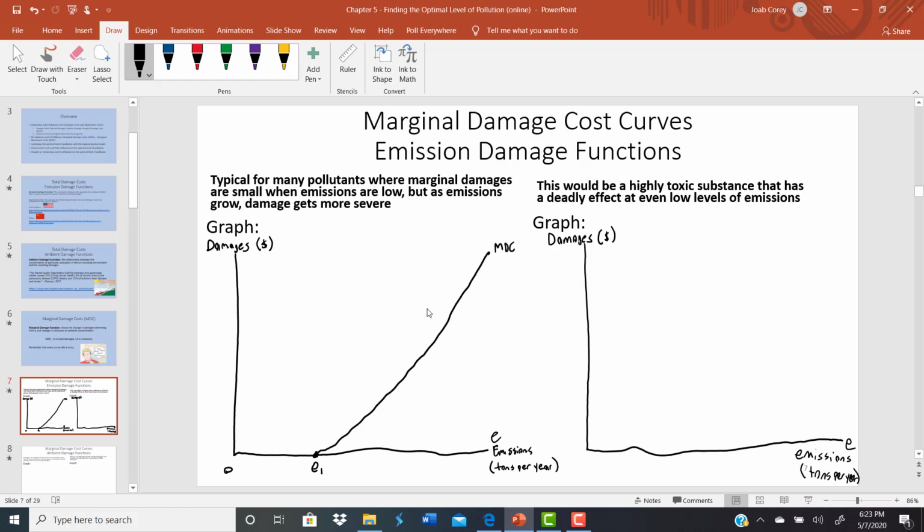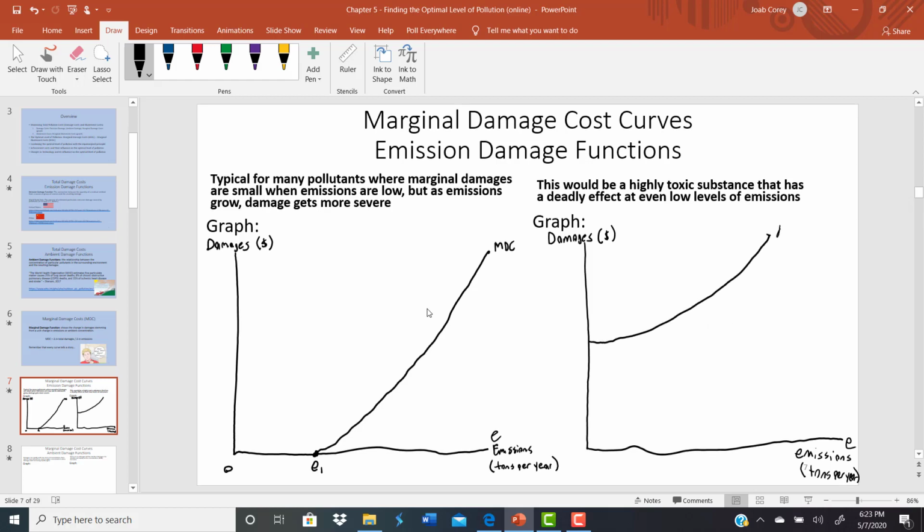Well, you might have a graph, or a curve, that looks something like this, right? So again, your marginal damage cost curve might look like that, whereas even with a very low amount of emissions, because of the toxicity of this substance, it's going to create some problems for the environment. Again, those problems will increase the more the substance is being released into the environment, but even at its initial level, it could be quite toxic.